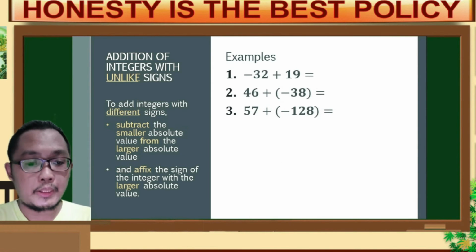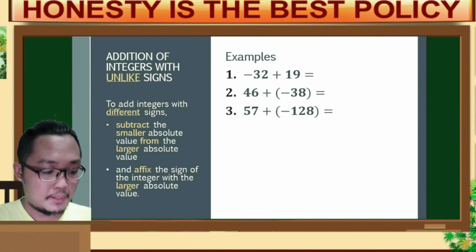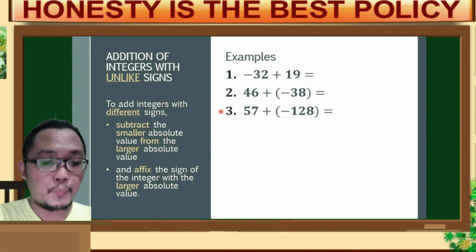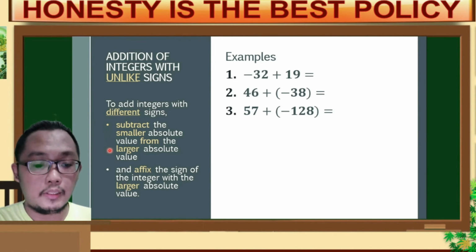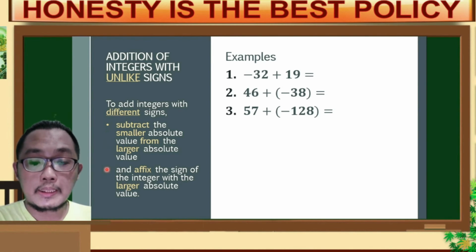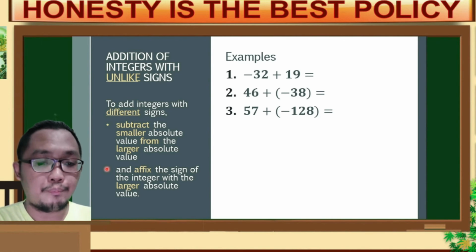And now let us proceed with the addition of integers with unlike signs. Here we have a different rule, for which we have to subtract the smaller absolute value from the larger absolute value, and we need to affix the sign of the integer with the larger absolute value.